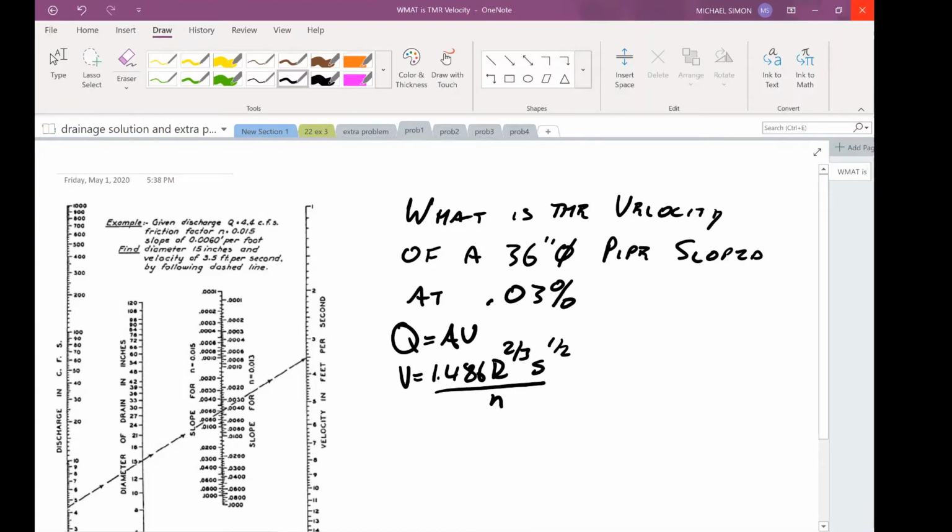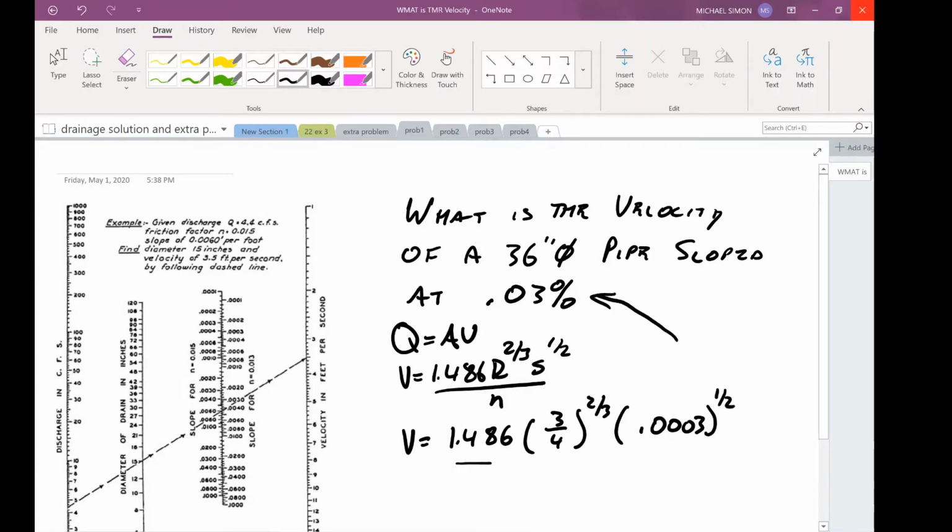Look at what variables you have, look at which ones you don't need or are looking for, and that'll help you determine which of the equations you work with. So in this case, velocity, we're going to use the Manning equation. V will be equal to 1.486 times 3 over 4 to the 2/3 times 0.03 divided by 100, 0.0003 to the 1/2. Notice that was in percent. You got to make it feet per feet.